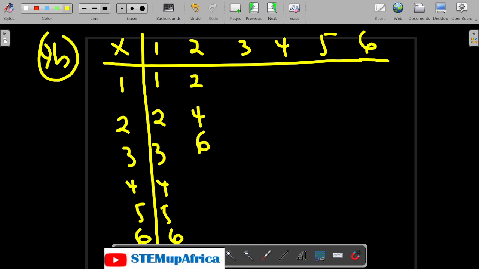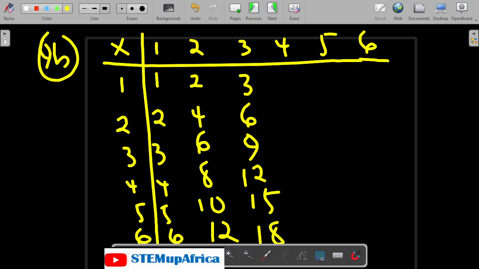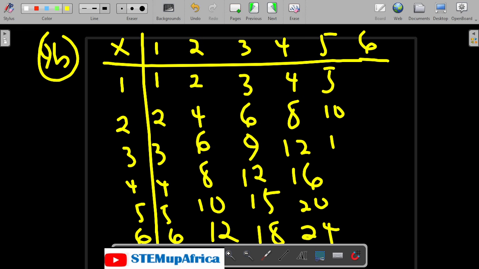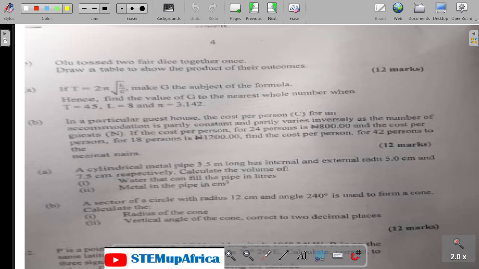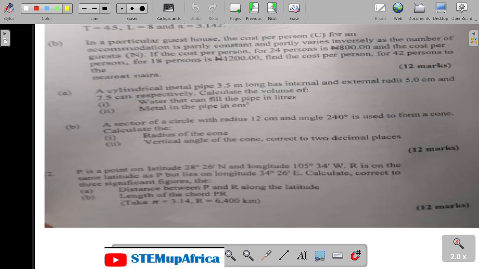2, 4, 6, 8, 10, 12. 3, 6, 9, 12, 15, 18. Here is 4, 8, 12, 16, 20, 24. Here is 5, 10, 15, 20, 25, 30. Here is 6, 12, 18, 24, 30, 36. So this is the product of the outcome. So let's check question 10. Question 10A. Let's check question 10A.